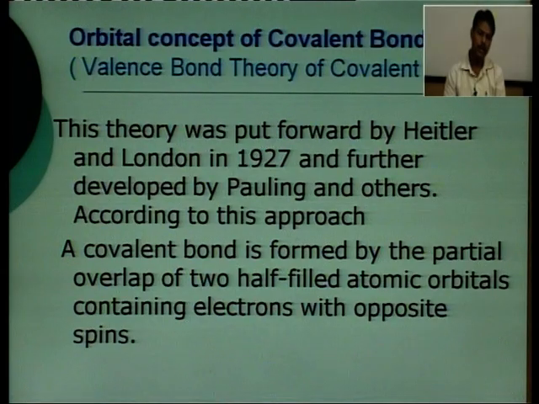Let us remind ourselves about orbital. What is an orbital? An orbital is a space around the nucleus in which the probability of finding the electron is maximum. So, the covalent bond is formed by overlapping of two half-filled atomic orbitals containing electrons with opposite spins. That is, two orbitals having opposite spin overlap with each other and form a covalent bond.